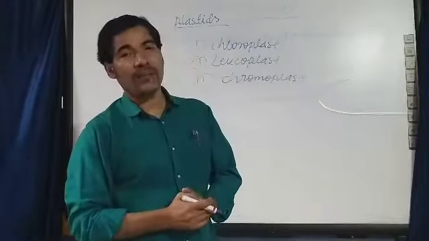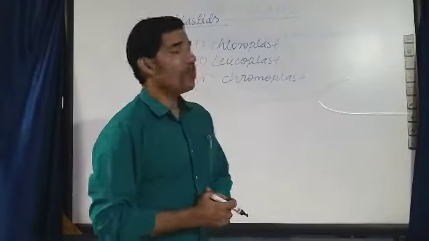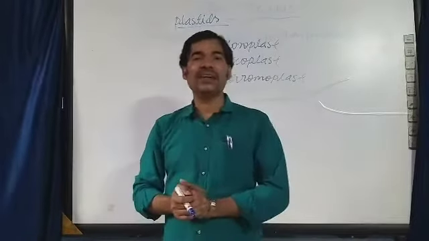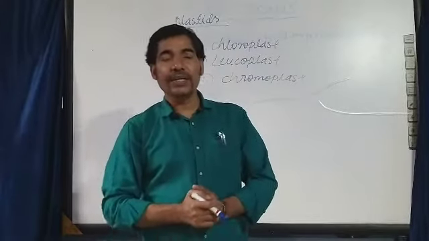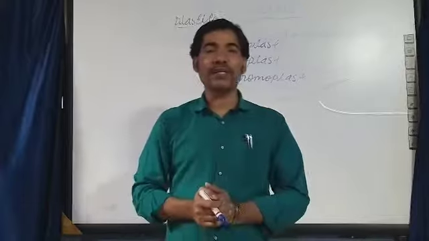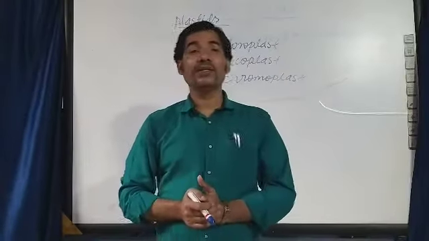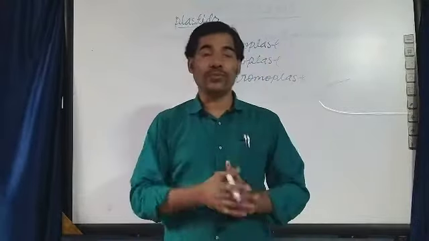One by one we have to discuss. First of all, we will take chloroplast. Chloroplast is a green colored cell organelle or plastid. Inside this chloroplast, green colored pigment is present, that is called chlorophyll, and you should know this chloroplast helps in the process of photosynthesis by which green plants make their own food.